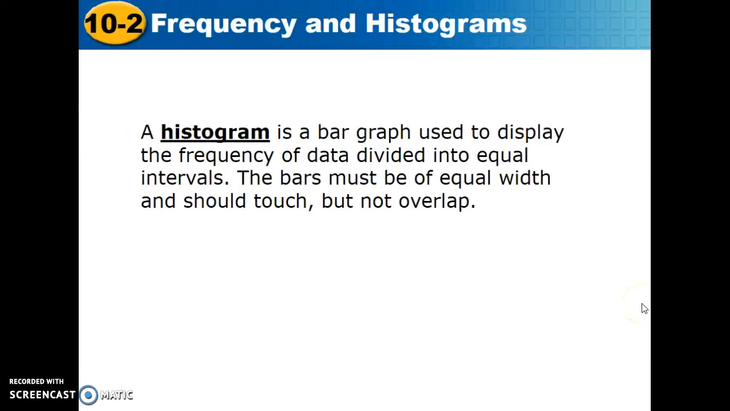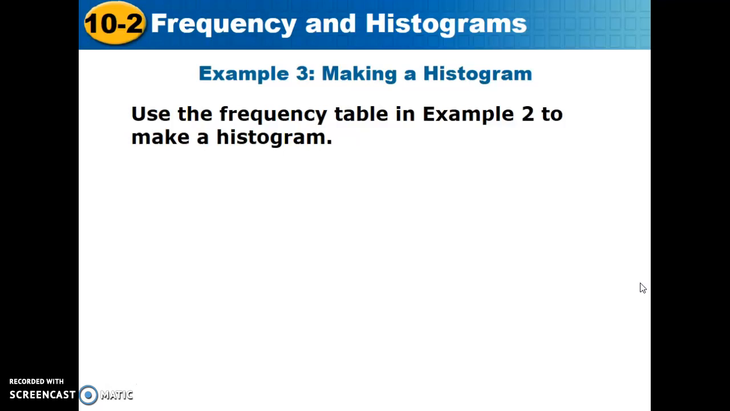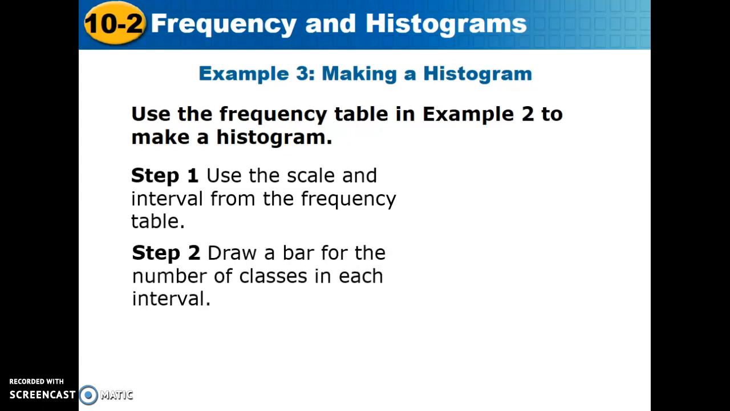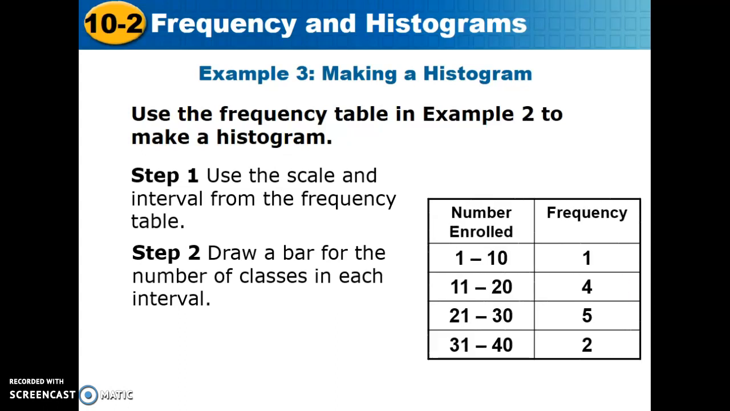And our third topic, a histogram, is a bar graph used to display the frequency of data. So like the frequency table, we're still displaying frequency into intervals. The bars must be of equal width and should touch but not overlap. So these are little notes for us to keep for our final exam. Use the scale and interval from the frequency table. Draw a bar for the number of classes in each interval.